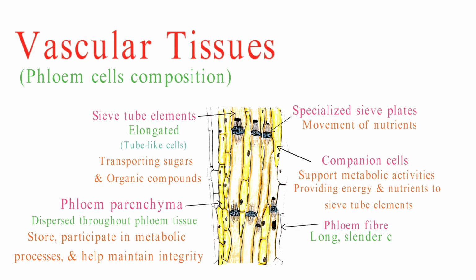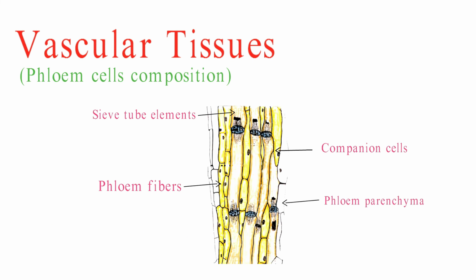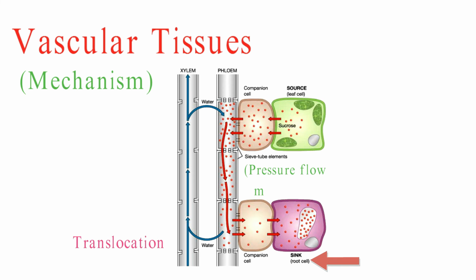Phloem fibers are long, slender cells that provide structural support to the phloem tissue. Their strong walls enhance the overall stability of the phloem and help resist mechanical stresses. These various components of phloem work in harmony to transport sugars and other organic compounds efficiently throughout the plant. Phloem functions through a process called translocation, where sugars are actively transported from source to sink tissues. This happens thanks to the pressure flow mechanism, with companion cells supporting the metabolic functions of sieve tube elements.